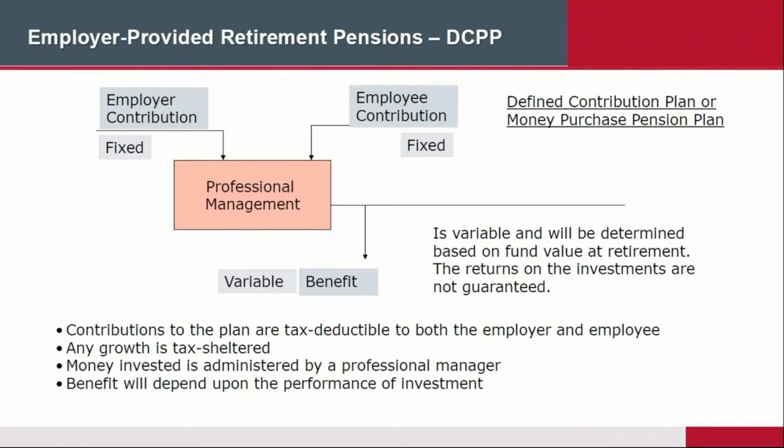So once again, contributions just like before are tax deductible, the employer and employee. The growth is tax sheltered. Money is professionally managed. However, the problem is at the end, the benefit will depend upon the performance of the investment. In other words, there is no formula like we had in the defined benefit pension plan. There was a formula where the amount of money could very clearly be calculated as to what the person is going to get. Here, it all depends on the performance of the investment.